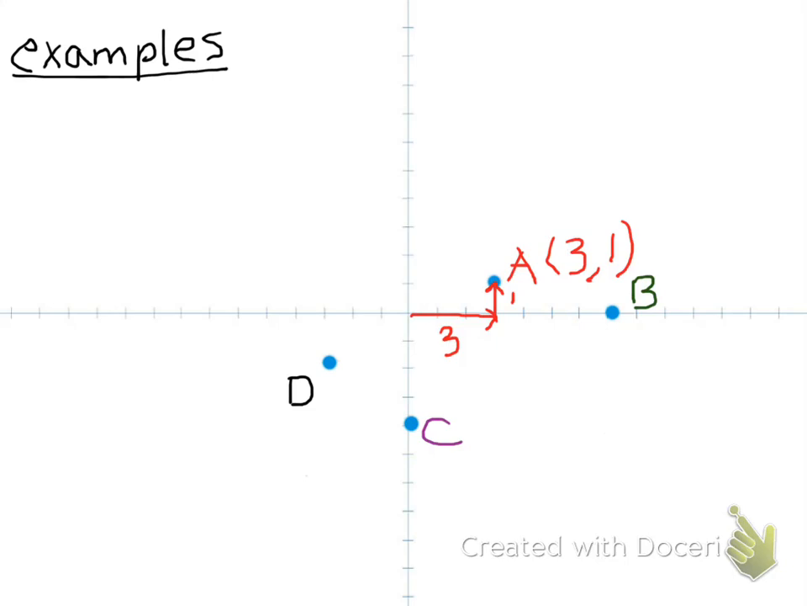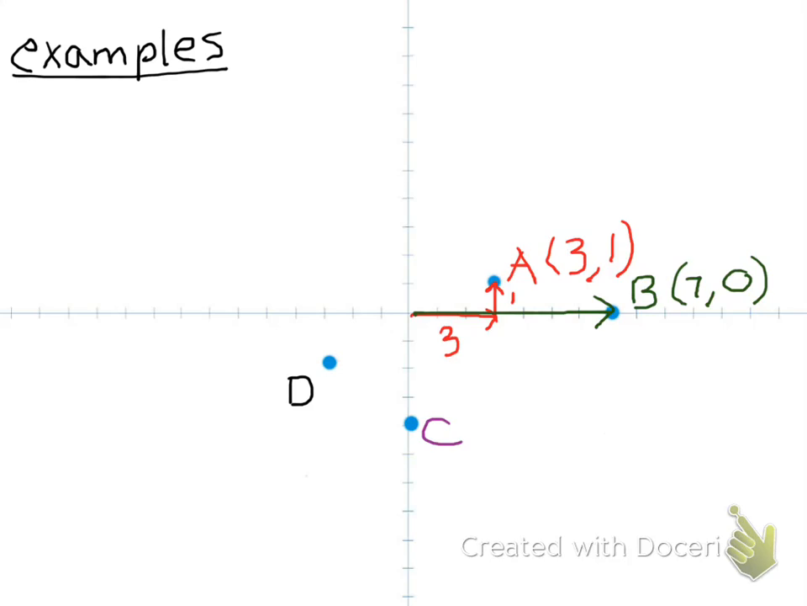Okay, if I were to look at point B, I'm going to start at the origin again, and I'm going to remember always move right or left first. So I'm going to move right, and that's going to take me 7 places. And when I moved right, I actually landed on point B, so my y value is actually going to be 0 because I don't have to move up or down at all.